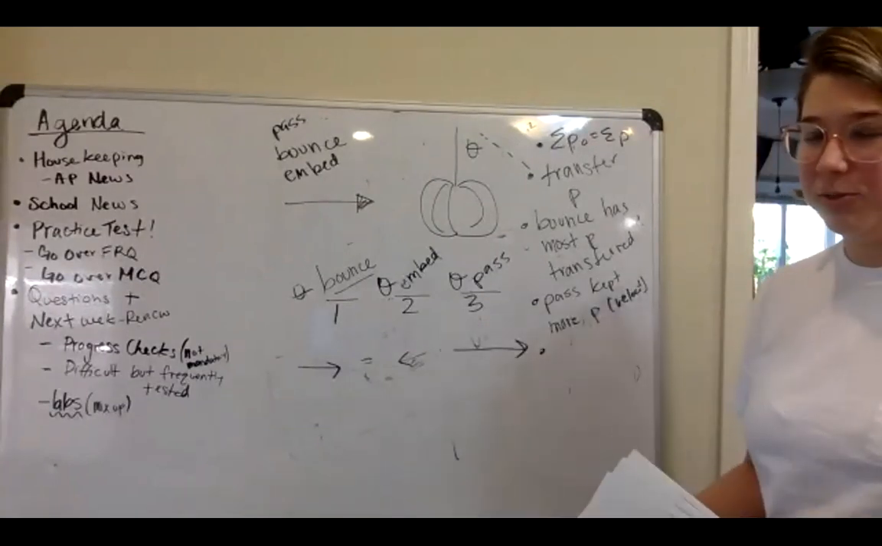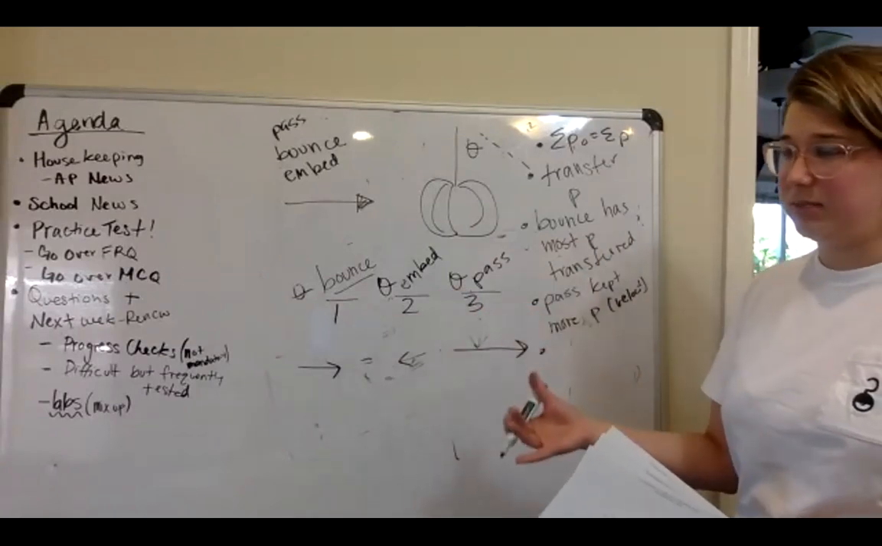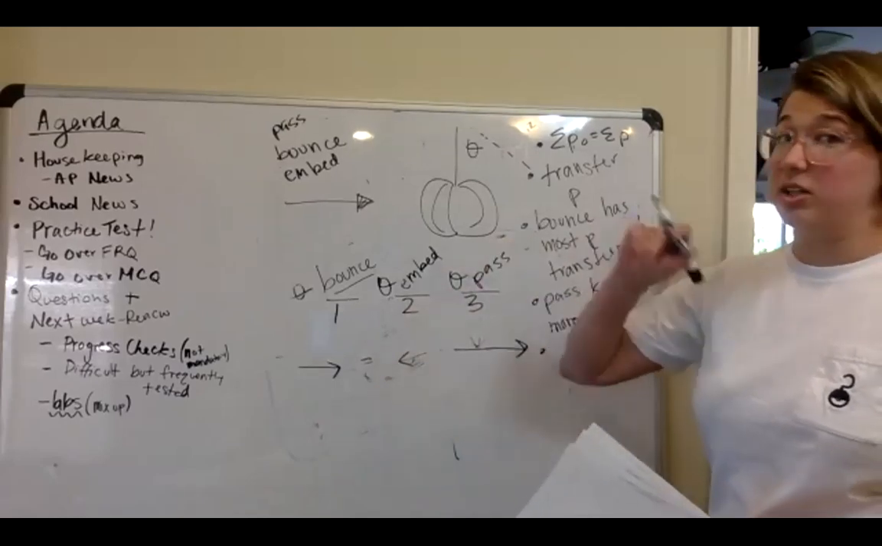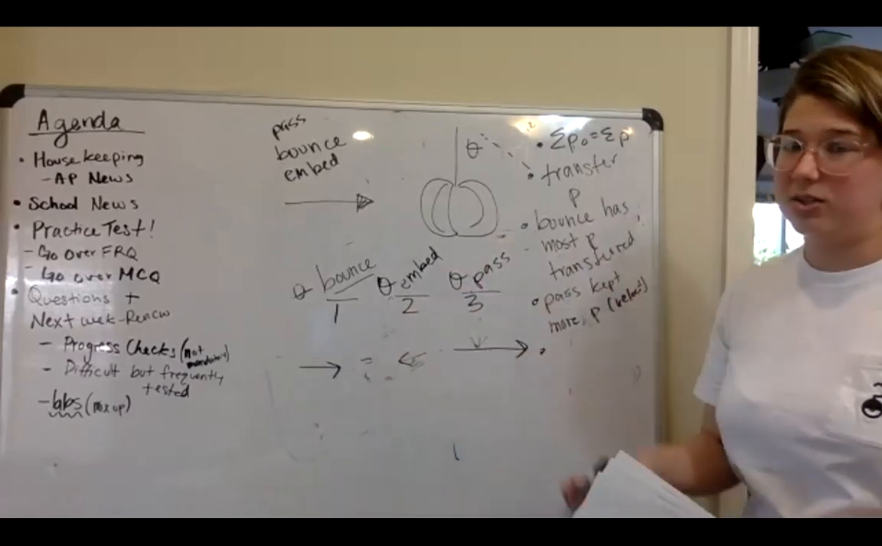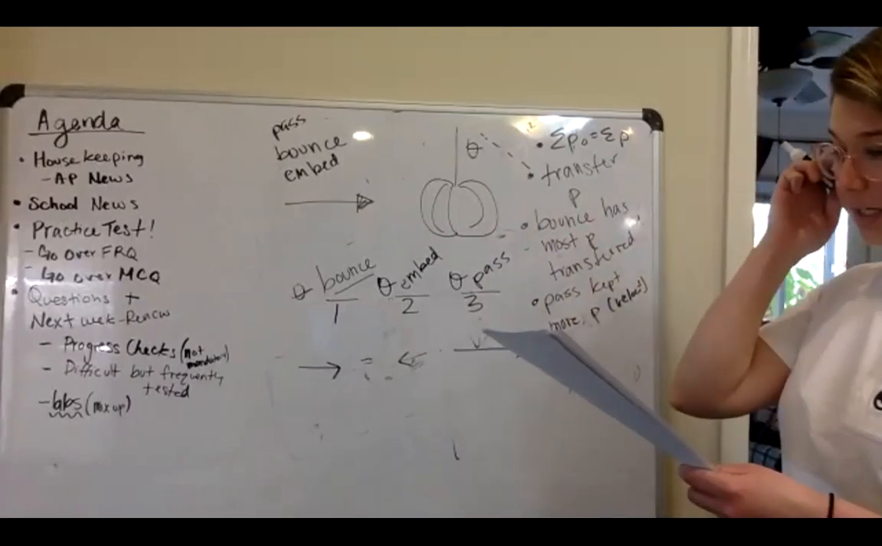Because what they're basically looking for is the idea that the pass is going to transfer the least momentum because it's still going fast. The embed is going to slow down. The bounce is just going to completely change velocity, so it imparts the most change in momentum. That's what they're getting at.